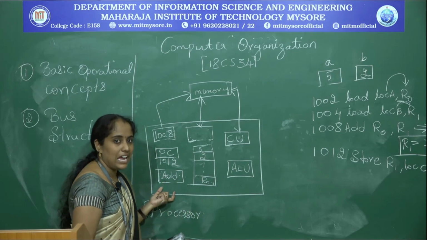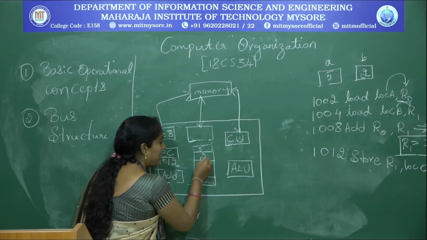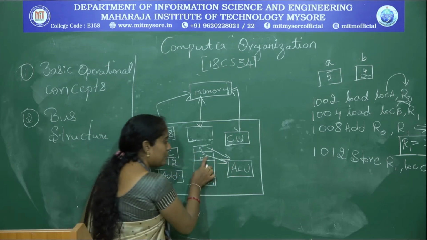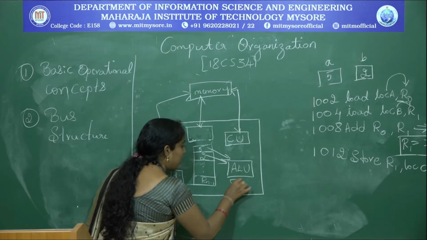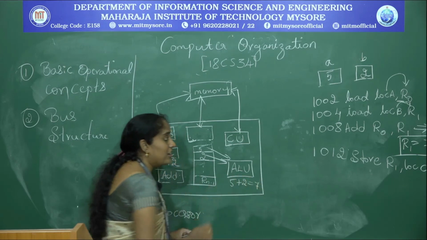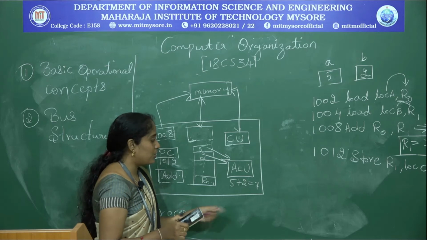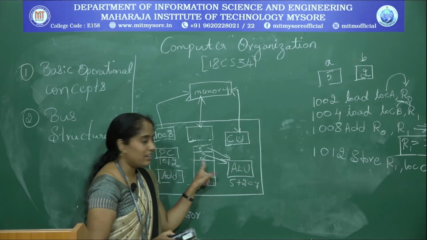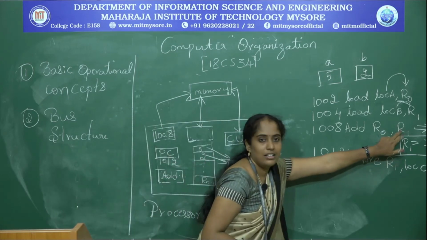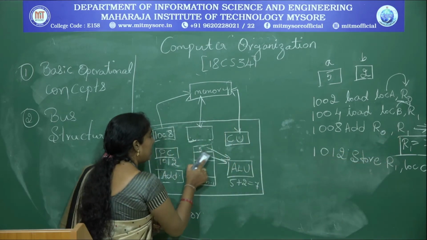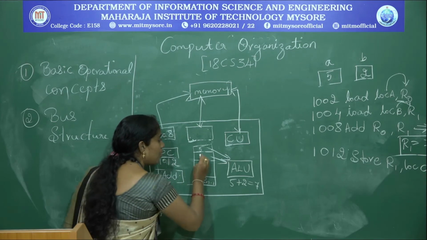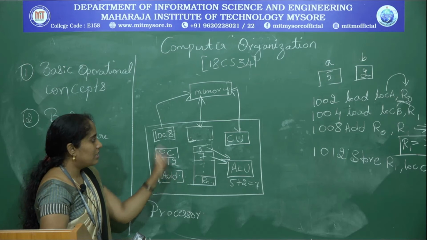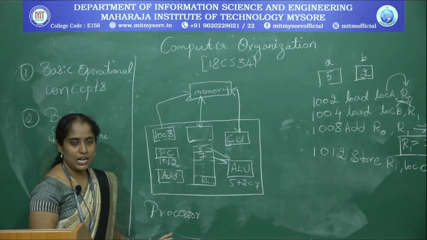Yes, it needs ALU. In that case, this 5 and 2 will be sent to here and it will add: 5 plus 2, and the result is 7. So where do you need to store this result 7? Yes, exactly, it is in the R1, right? So R1, right here. So again this 2 will be replaced with the value 7, right? So that means this line is also executed now.